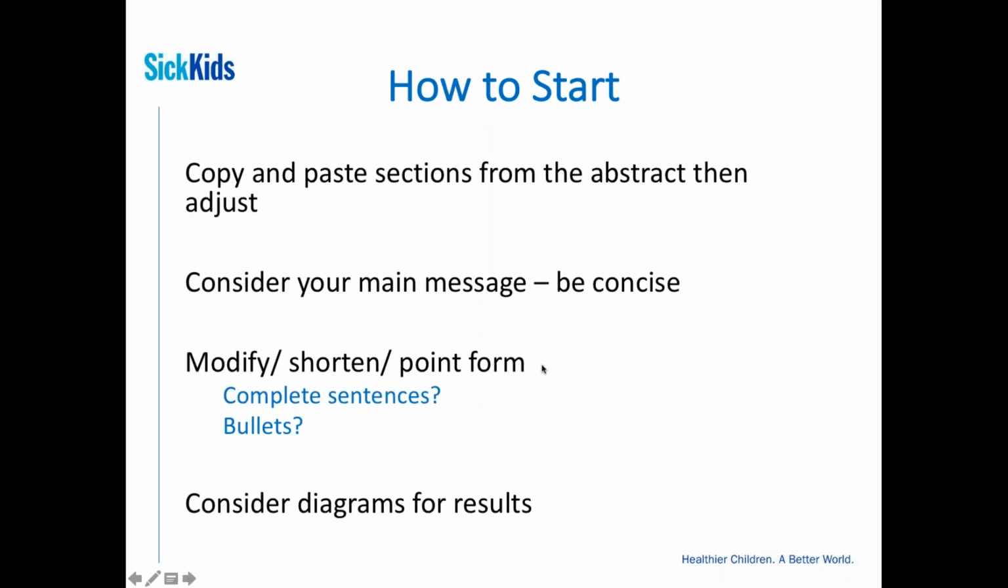Here we go. So how to start? I think one of the ways is to copy and paste sections from the abstract and then adjust. You would notice that it's very wordy if you do it that way. Some people like to rewrite all of what goes into each section, but I think probably kind of copy and paste and then adjust. Be concise.